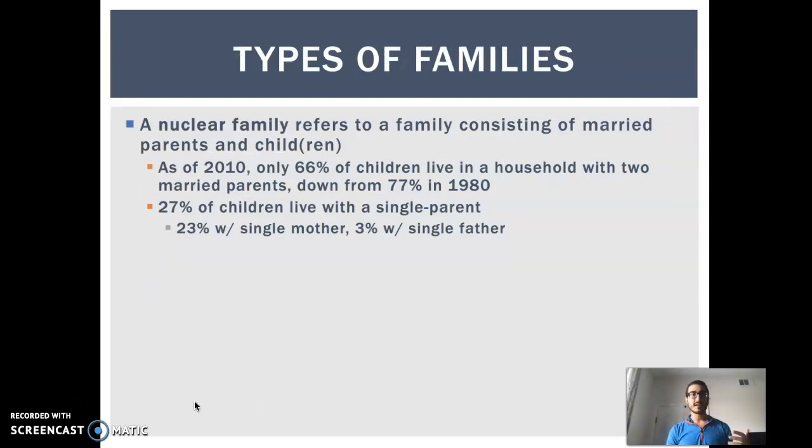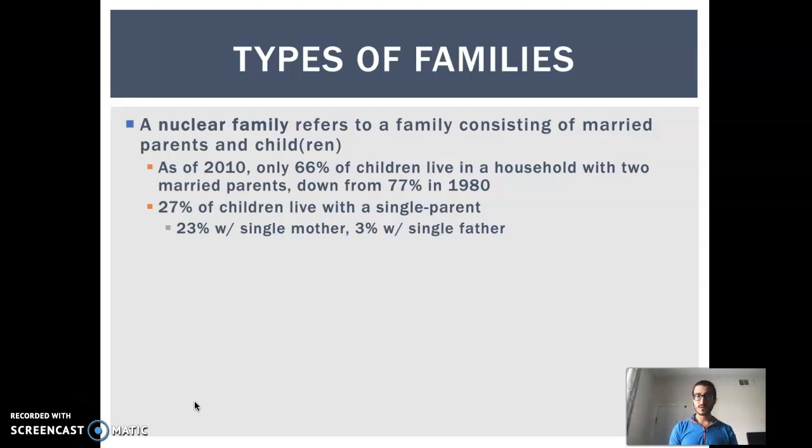The nuclear family is a term that refers to a family consisting of married parents and their children. As of 2010, only 66% of children live in a household with two married parents, which is down from 77% in 1980. This concept of the nuclear family gained a lot of attention in sociology after World War II.